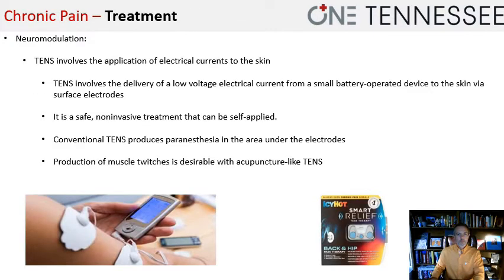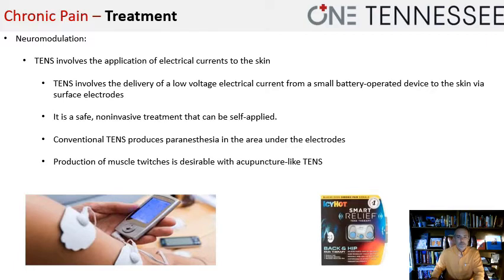Transcutaneous electrical nerve stimulation can also be used to treat pain. This involves the application of electrical currents directly to the skin. It delivers a low voltage electrical current from a small battery operated device to the skin via surface electrodes. It's a safe, non-invasive, FDA approved treatment that can be self-applied. Conventional TENS produces para-anesthesia in the area under the electrodes, and the production of muscle twitches is desirable with acupuncture-like TENS.